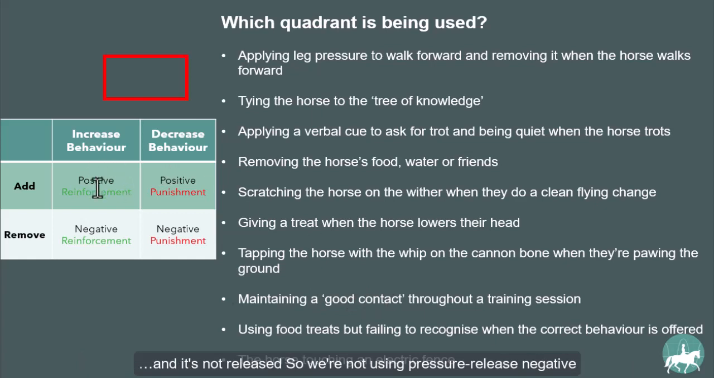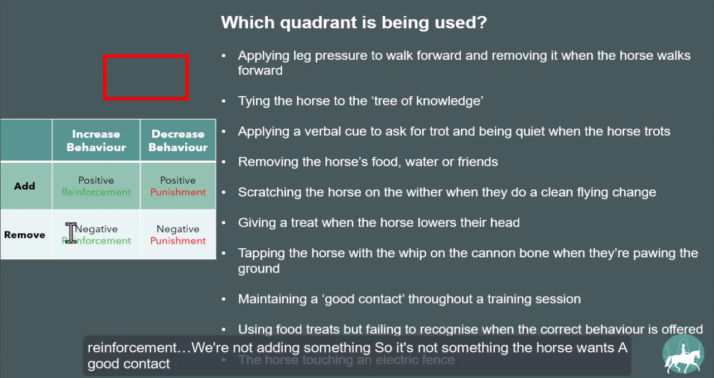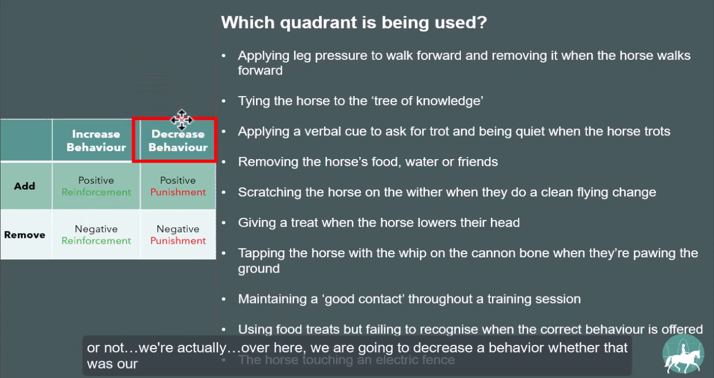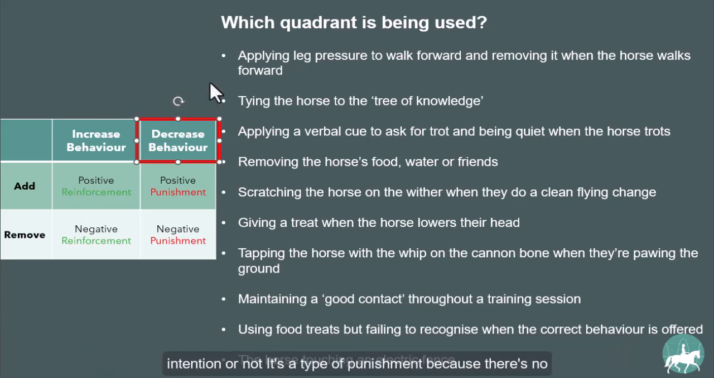So we're not using pressure release, negative reinforcement. We're not adding something, so it's not something the horse wants, a good contact. The horse doesn't want that, so it can't be positive reinforcement either. So whether we know it or not, we're actually over here. We are going to decrease the behavior, whether that was our intention or not.